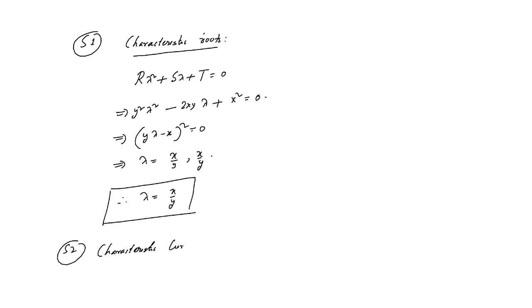Characteristic curves. For that, first we will solve dy/dx + λ = 0, that means dy/dx + x/y = 0. Now we will use separation of variables. So dy/dx = -x/y, that means x dx + y dy = 0.